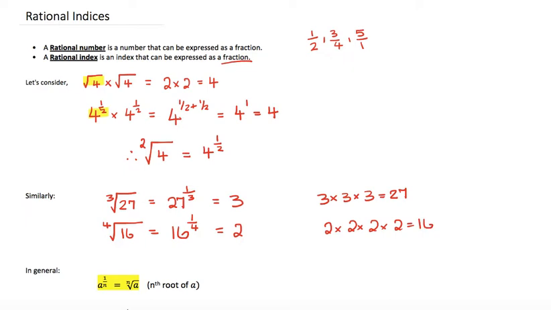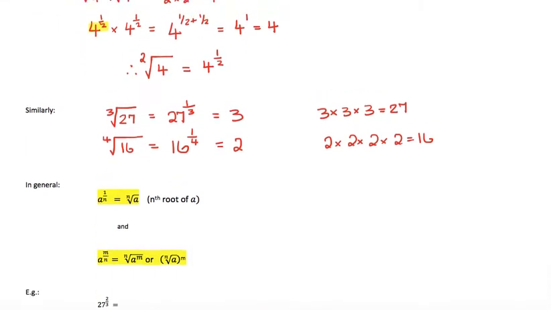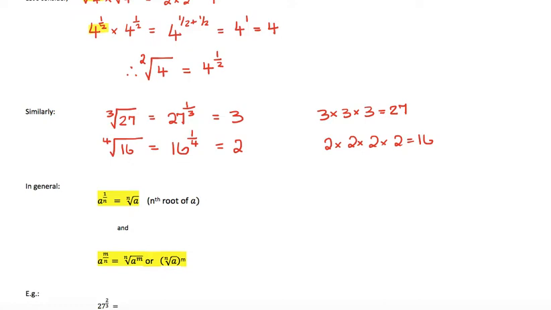So the point I want to make here is that in general, if we have a to the power of 1/n, then it means it's the nth root of a. Also, if I've got a to the power of m/n, this n is your root and the m is your power. So we say that it is the nth root of a to the power of m. It can also be written as the nth root of a with the power of m on the outside.